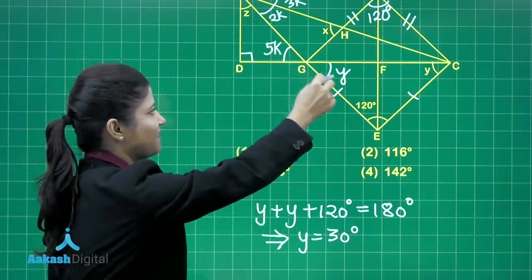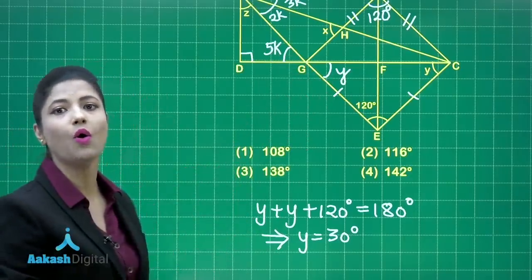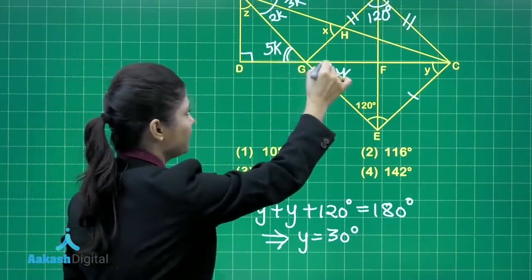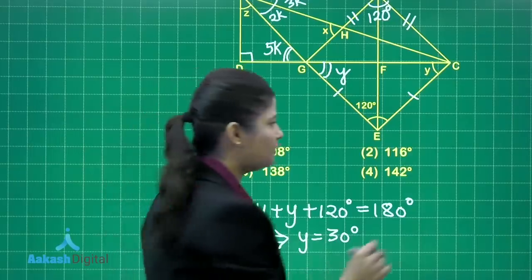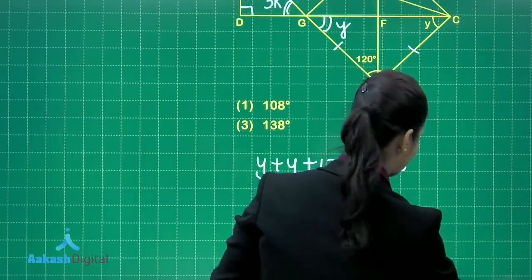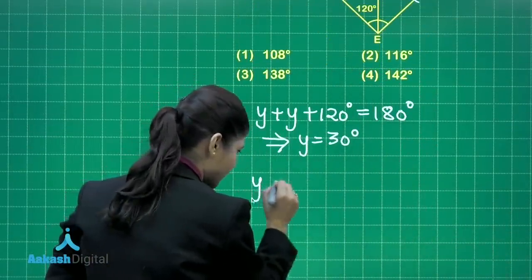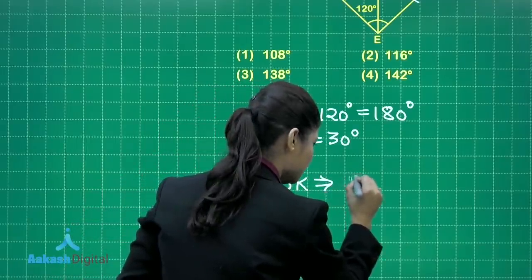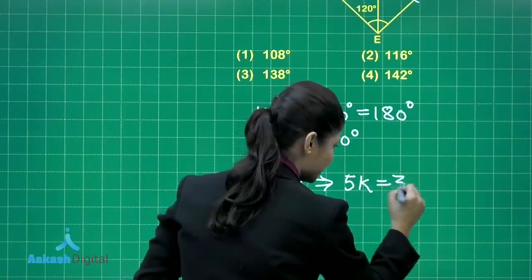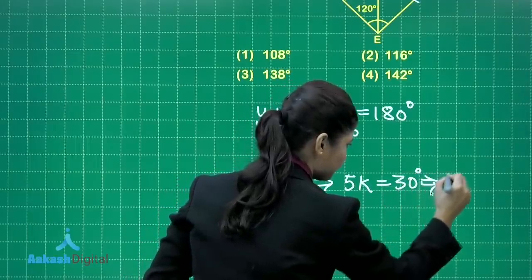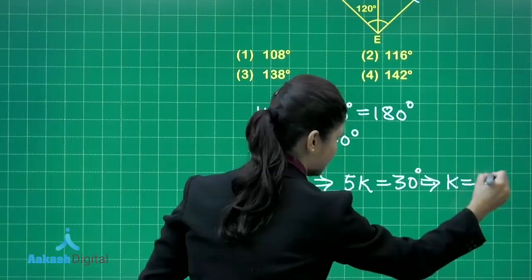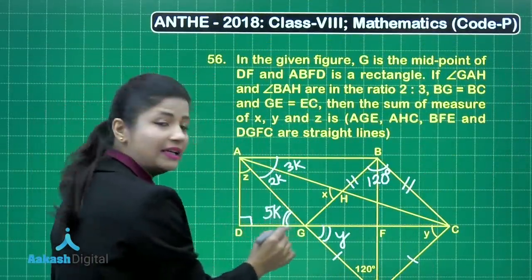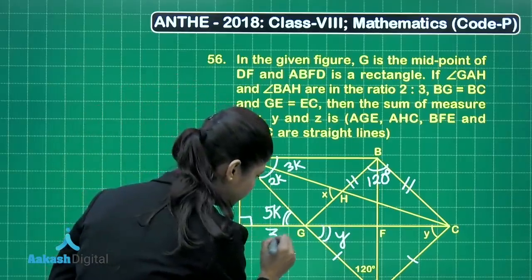Here you can observe 5K and Y are 2 vertically opposite angles. So Y will be definitely equal to 5K. That will help me get the value of K, which I have considered as a ratio. So in this case, as Y is equal to 5K, where I have already obtained the value of Y equal to 30 degrees, this gives me the value of K equal to 6 degrees. Let's get back to the diagram. Here in this case, as I have obtained K equal to 6 degrees, this is 30 degrees.